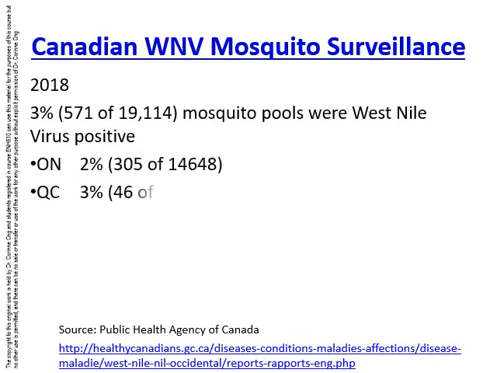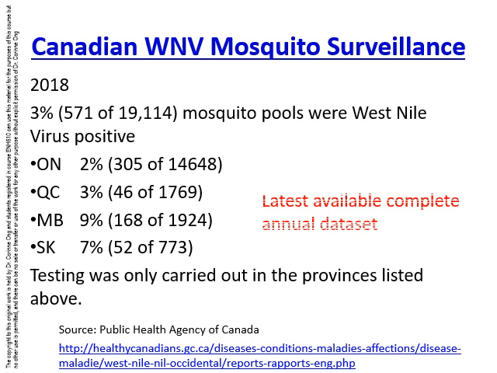The latest available complete dataset for 1 year is from 2018. If we take the total of all 4 provinces that carry out mosquito surveillance, 3% of the mosquito pools were positive for West Nile virus. Ontario usually submits the largest number of pools for testing compared to the other provinces.